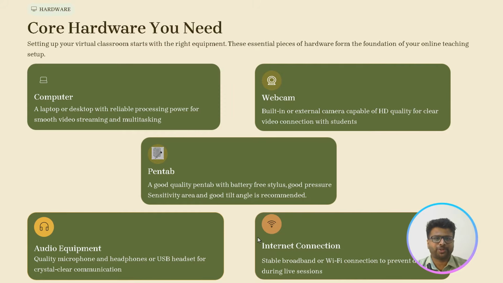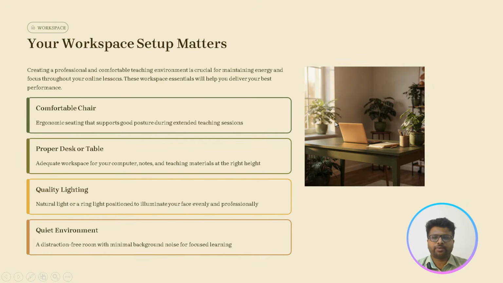So especially when it comes to online class, it is very important that you have this kind of hardware. The first thing is laptop, second thing is webcam, third thing is pen tab, fourth thing is audio equipment, which includes microphones as well as headphones, and the fifth thing is the internet connection. That's very important, right? So moving ahead, I would say that your workspace also matters a lot.